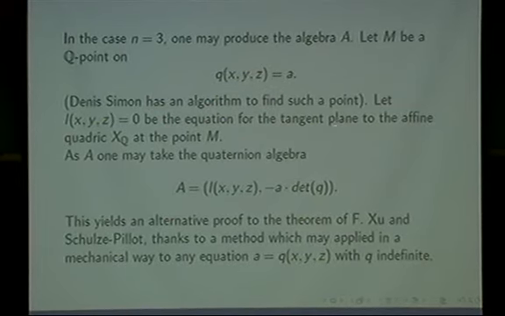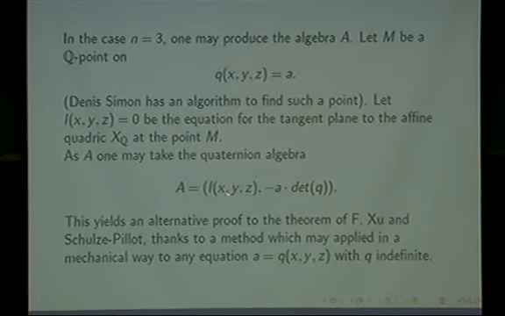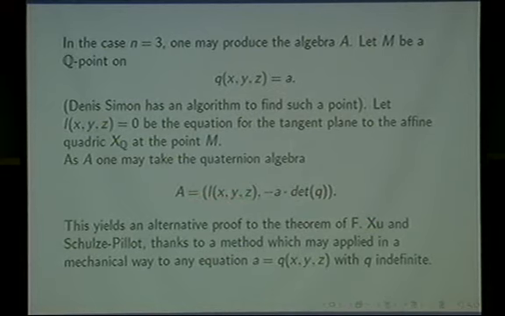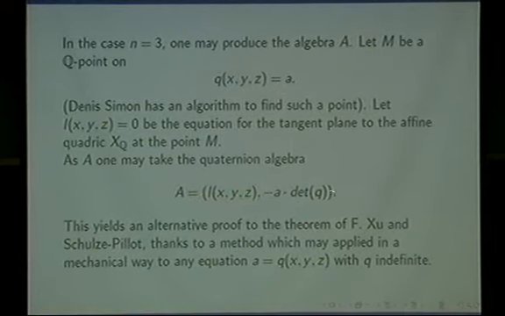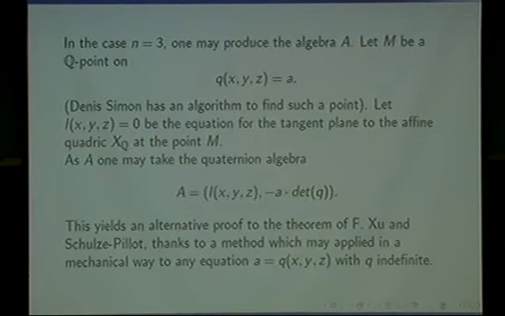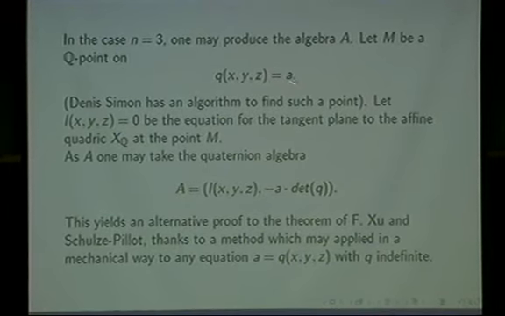You write the equation of the tangent plane at this point to the affine quadric. And then you look at this quaternion algebra, L of x, y, z. So from this rational point, you deduce the equation of L. And then you apply the mechanism I said before, evaluation on p-adic points. And that's the algorithm to decide if an integer is representable by Q of x, y, z. Okay?